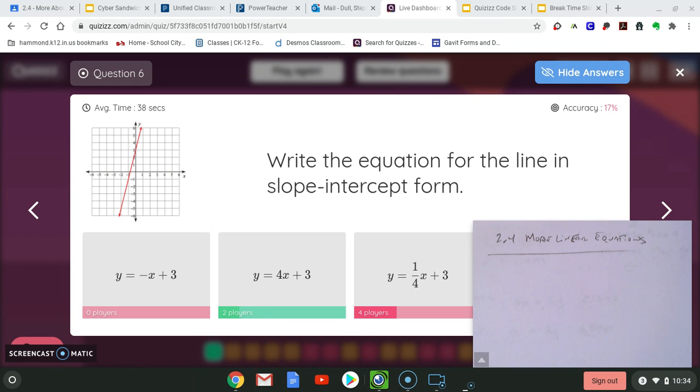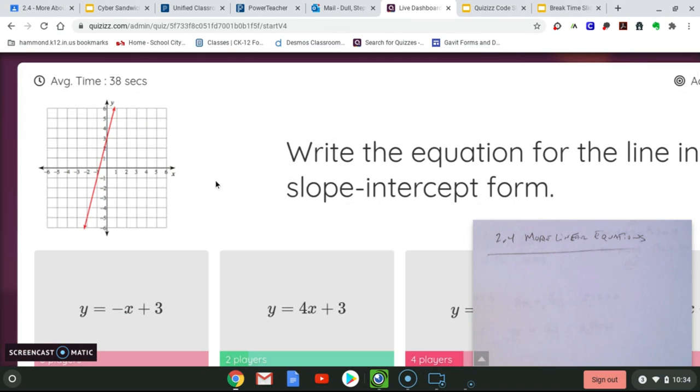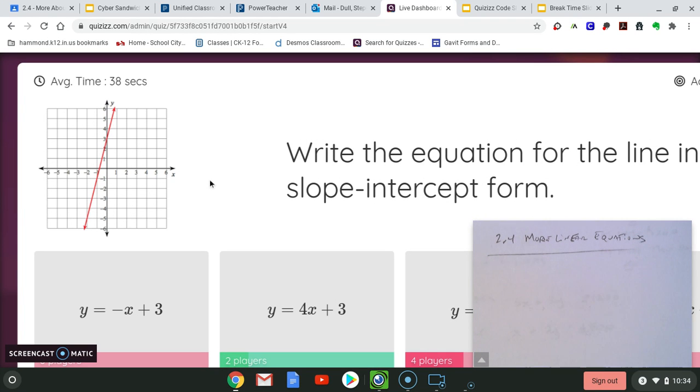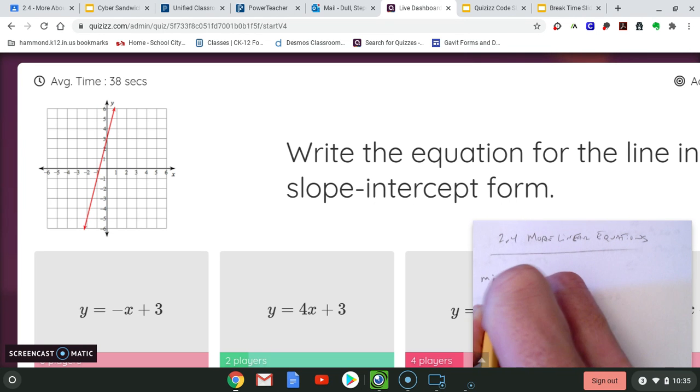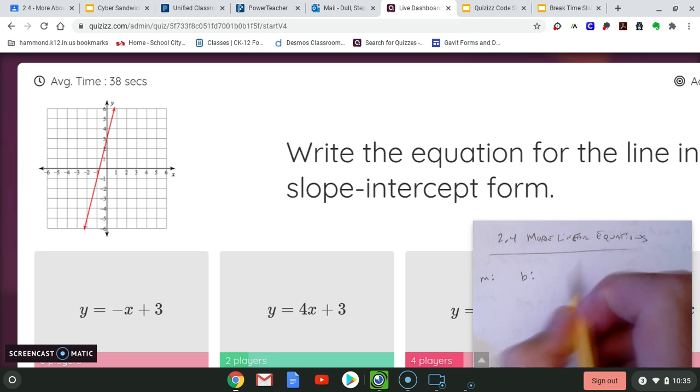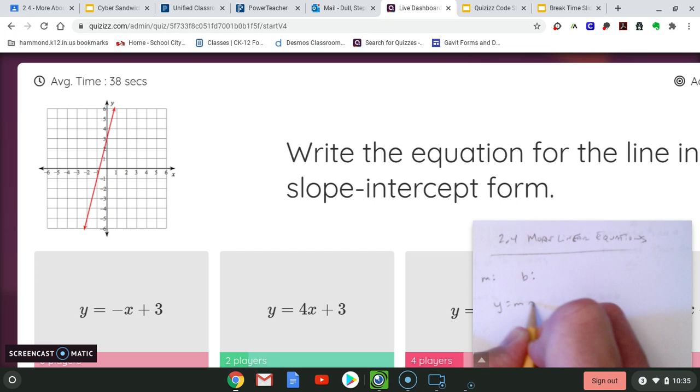And this was one of the questions where we struggled mightily. Write the equation for the line in slope-intercept form. So we're taking a look at this graph, this line, and we need to zoom in a little bit. Let's see if we can take a look at not only where this crosses the y-axis, but if we can determine its slope as well. If we know the slope and we know the y-intercept, then we can write an equation in slope-intercept form.